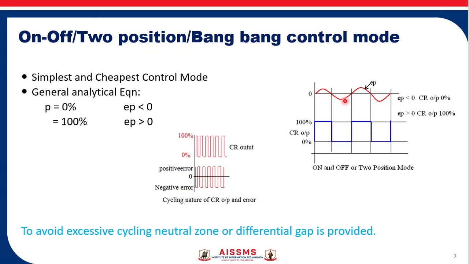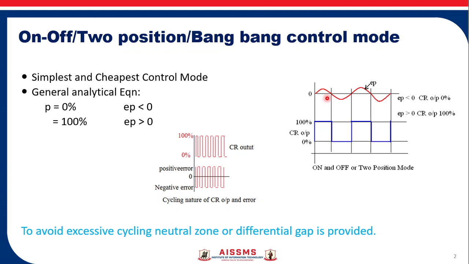Now look into this diagram. This is your error profile diagram and this is your controller output. Now when your controller output is 0% or the predetermined value, then error will be 0. But when your error is greater than 0, then your controller output will be 100%. And when your control output becomes 100%, the error will start decreasing. As soon as your error decreases below 0, then your control output will become 0%.